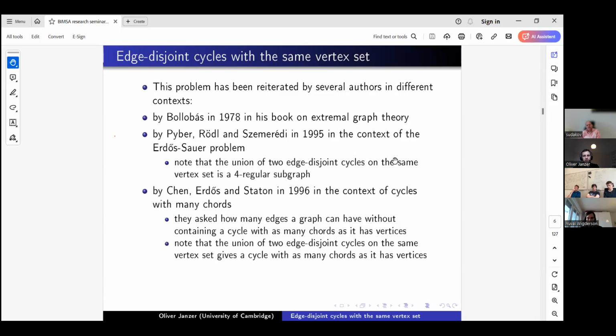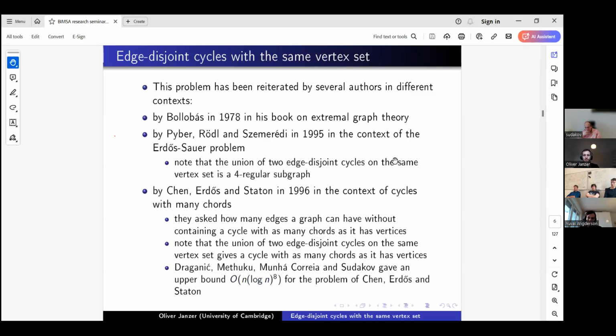And the connection here is that if you have two edge disjoint cycles on the same vertex set, then you can view the edges of the second cycle as chords of the first cycle, and you obviously get as many chords this way as the number of vertices in your first cycle. So certainly two cycles with the same vertex set give you a cycle with many chords. And this problem of Chen, Erdős, and Staton was asymptotically resolved recently by Draganić, Methuku, Munhá Correia, and Sudakov. They showed that n times polylog n edges are enough to find a cycle with many chords.